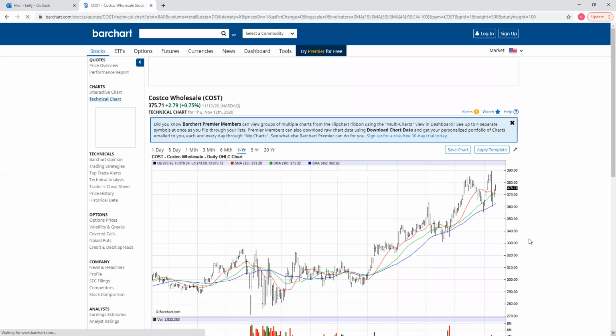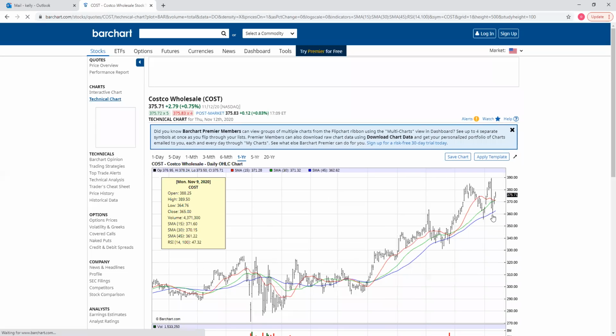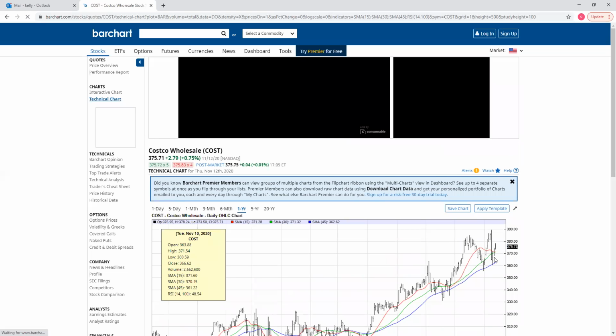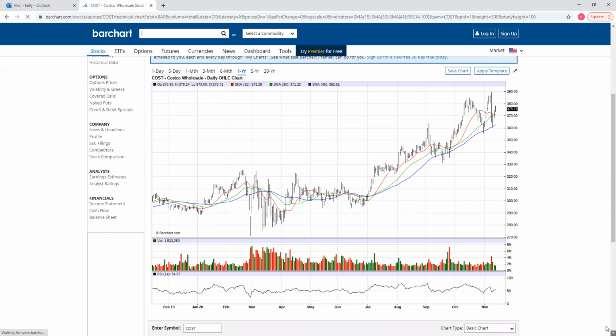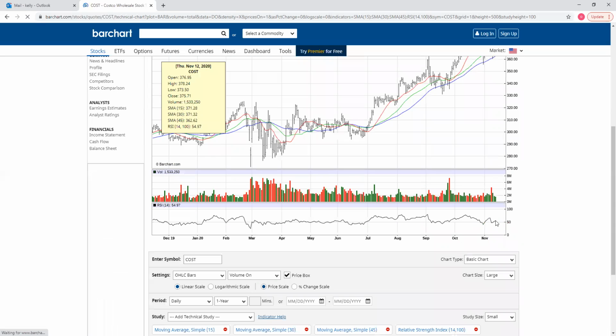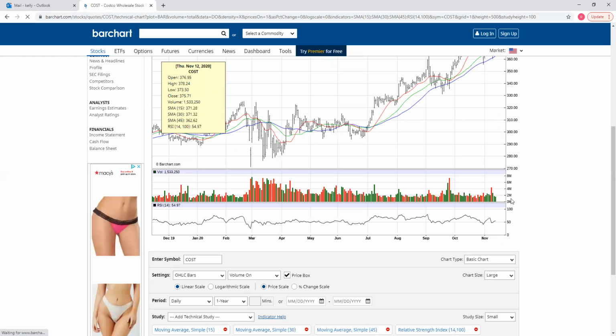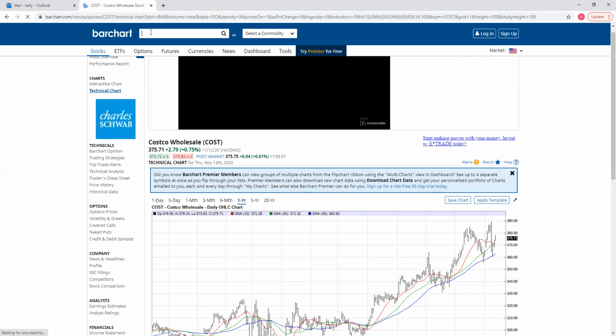So Costco came down, tested the line. That's where you should have been buying it. And if you did at 360, you're already 15 bucks to the good. How's the RSI looking? Looking fine. Trading at only 55. Plenty of room on the upside. Costco. Another one would be Target.